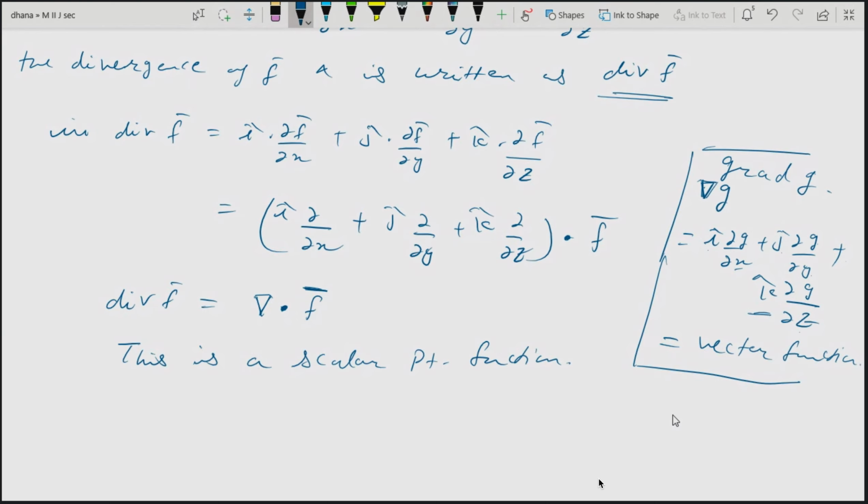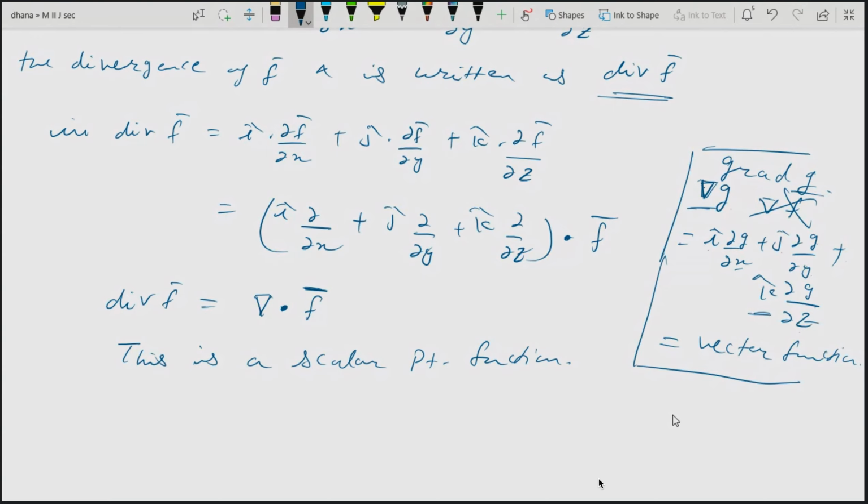Understood? All of you? So there is a big difference between this gradient of G and the divergence of F bar. Both are two different things. Physically also they are all different. Gradient of G means del G. G is a scalar. You can't write del F bar here, this is wrong. Del applied on a scalar function gives a vector function.